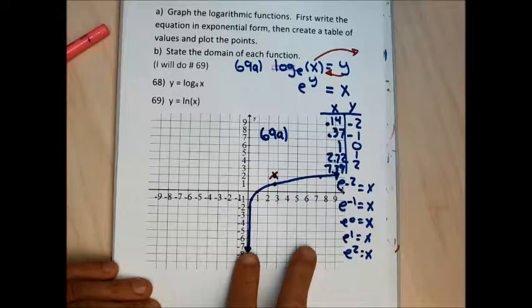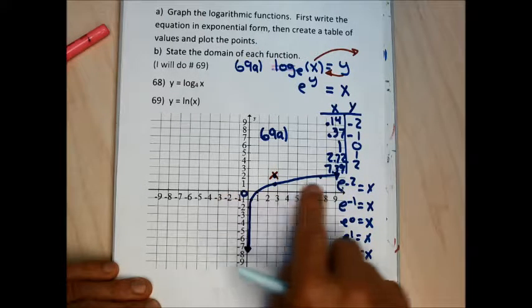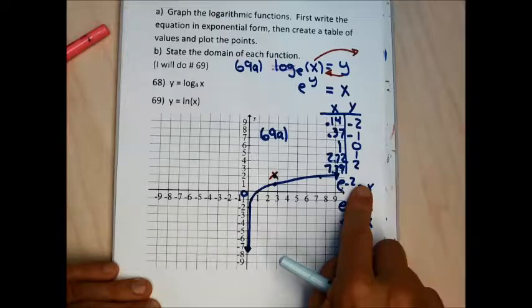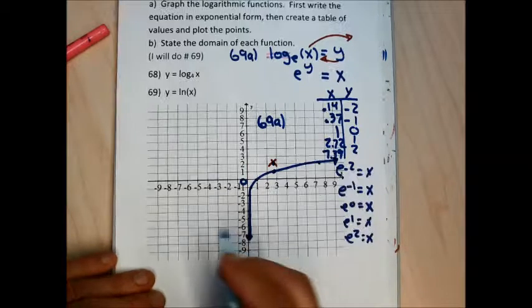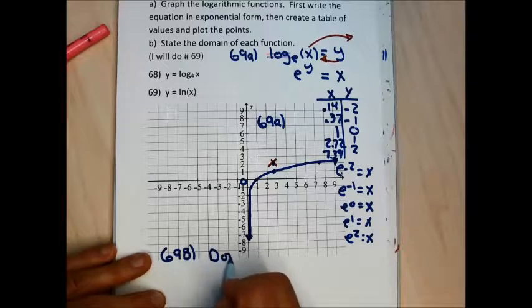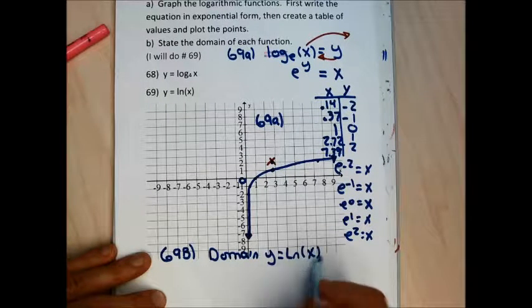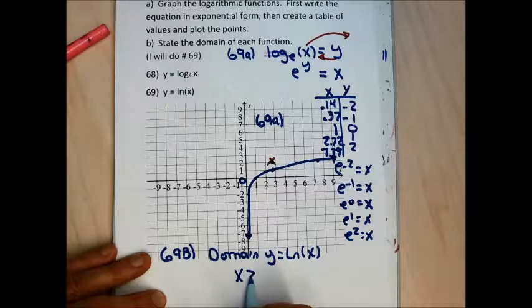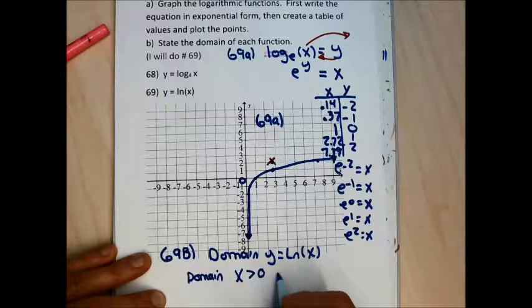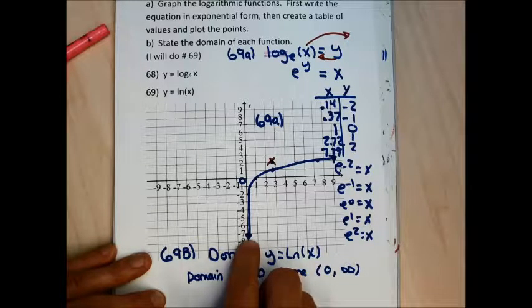I can find the domain by looking at the graph. The graph stays to the right of x equal to 0 and goes off to the far right edge of the x-axis. Its domain is going to be 0 to infinity. If I wanted to do 69B using algebra, the algebraic way to define the domain of the function y equals ln of x is just to take the argument x and set it greater than 0. That's the domain written as an inequality, and that's the same as saying 0 to infinity with a round bracket on the 0 because the graph actually doesn't touch the y-axis.